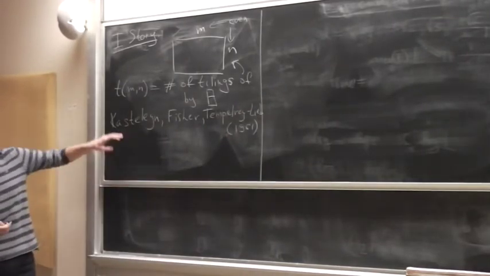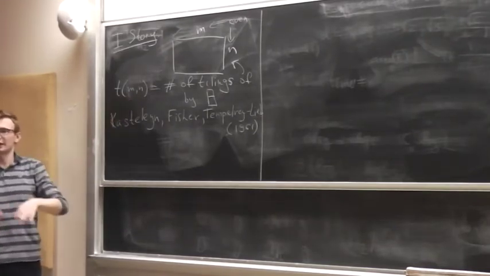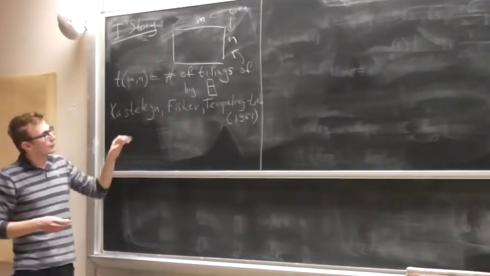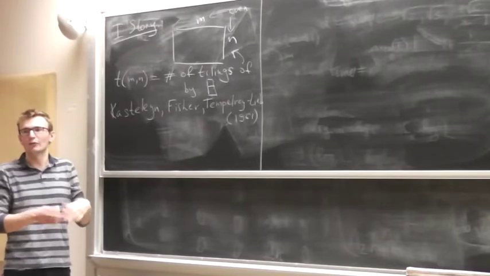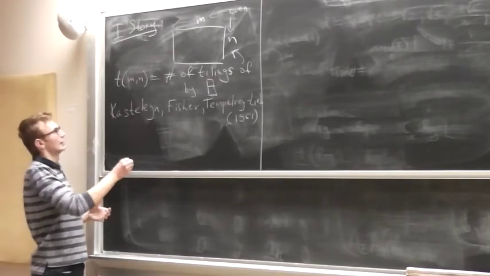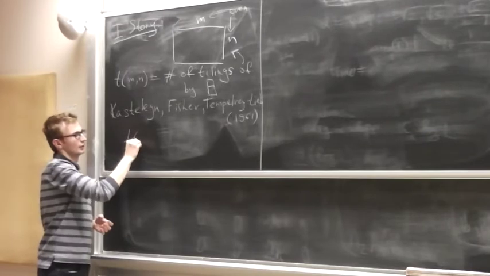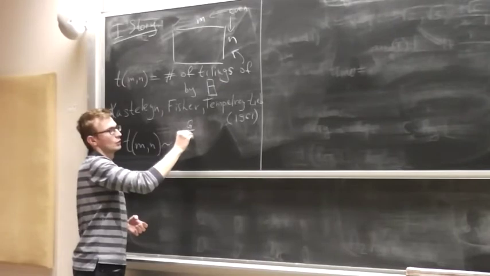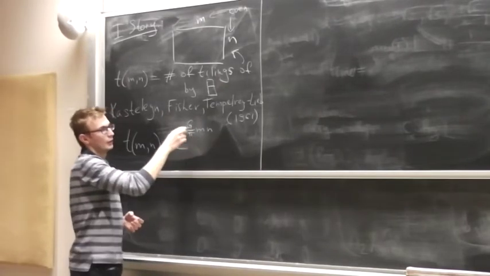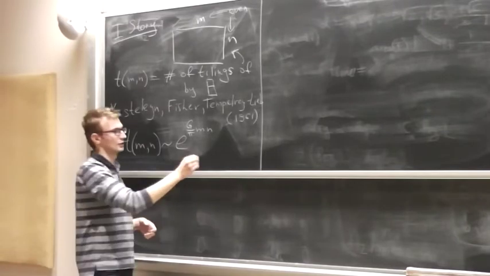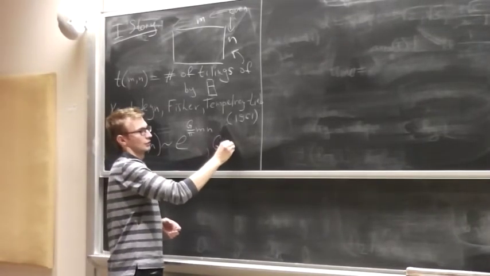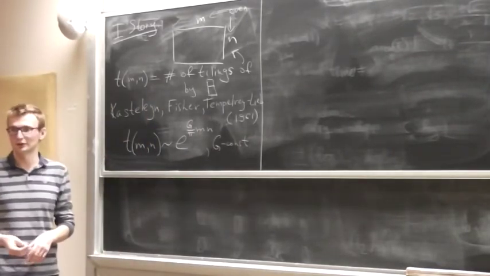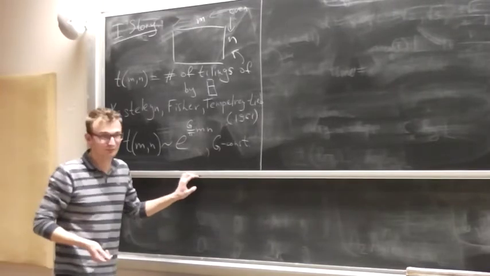So it turns out that you can write a nice formula for T(m,n) as a certain product. I will not write that formula, but from this formula you can easily get an idea of how fast it grows with m and n, and the answer is that it grows exponentially in area, e to the G over pi times mn, where G is a certain constant. G is the Catalan constant, and it has a nice formula also. It just doesn't fit into the board. So that's a celebrated result.